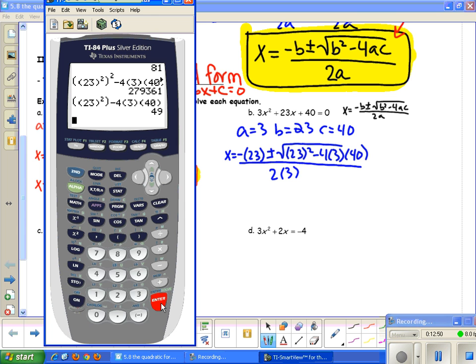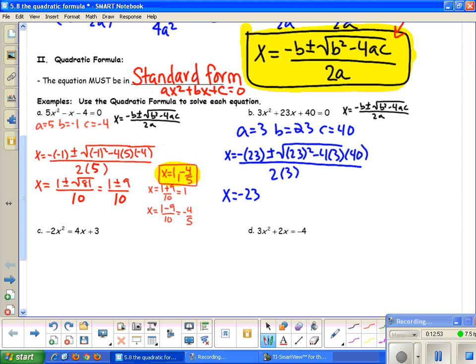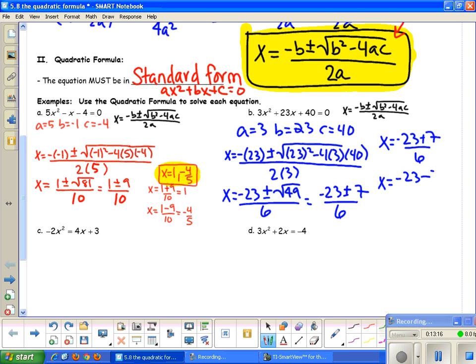So now when I write this down, I have x equals negative 23 plus or minus the square root of 49 all over 2 times 3, which is 6. The square root of 49 is 7, so I get negative 23 plus or minus 7 all over 6. So that means I have two solutions, and they're like terms, so I can find them. Negative 23 plus 7 over 6, and x equals negative 23 minus 7 over 6. So when I do this, I would end up with two answers, x equals negative 8/3 and negative 5. So of course you guys can do that math.